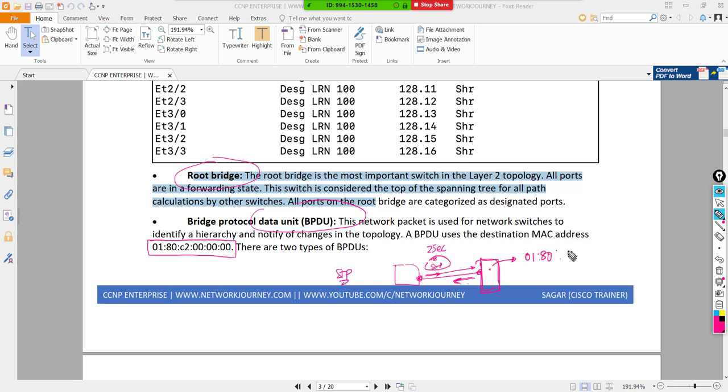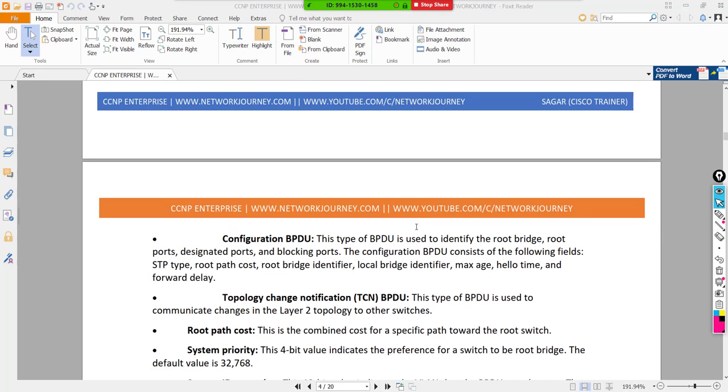I can also show this when I do the lab. I'll open up Wireshark and show you the destination MAC address the BPDUs are listening on. So this is the MAC address that will be listening for the incoming BPDUs.